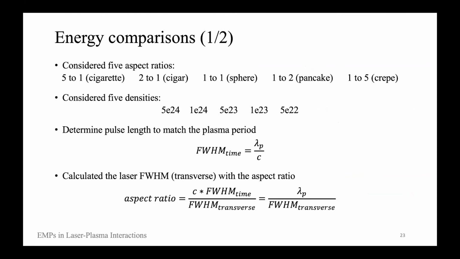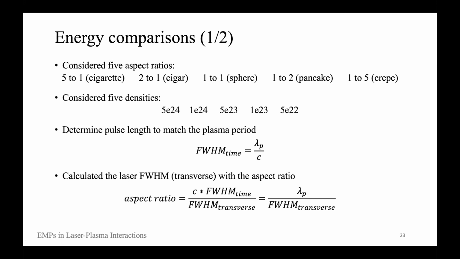So to do that, I'm going to look at 5 different aspect ratios. They range from a very long pulse in time with a very short width. So you can call that a cigarette or cigar if you want something easy to refer to it as. And then we have our sphere where it's like a 1-to-1 ratio. And as it gets skinnier, it becomes more of a pancake or a crepe where it's very wide, it has a very large radius, but it's very short in time. And I looked at a range of 5 densities for these energy calculations. I wanted to consider a range within the values I've been using for those plasma channel simulations.